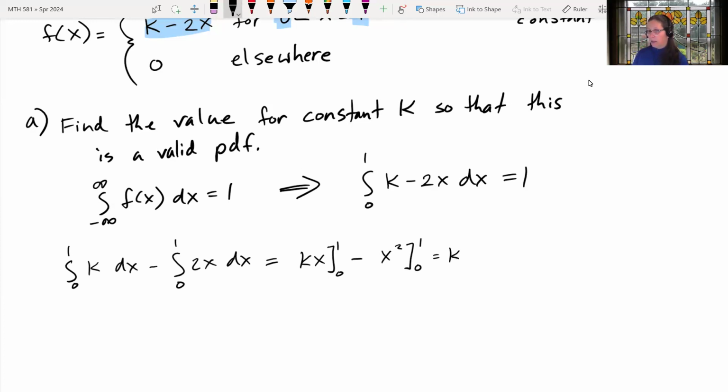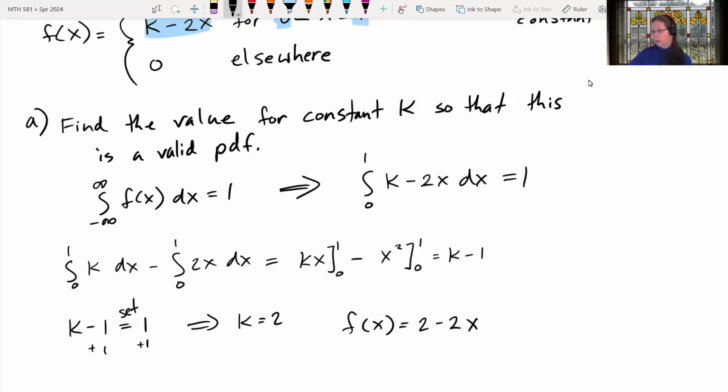And again, when I'm plugging in for our x squared value, 0 squared is just 0, 1 squared is 1. So we just get a minus 1 here. And then we're going to set that equal to 1, and then just solve for k. Super easy there. We just have to add 1 to both sides. So our k is going to equal 2. So the function between 0 and 1 is going to be equal to 2 minus 2x.